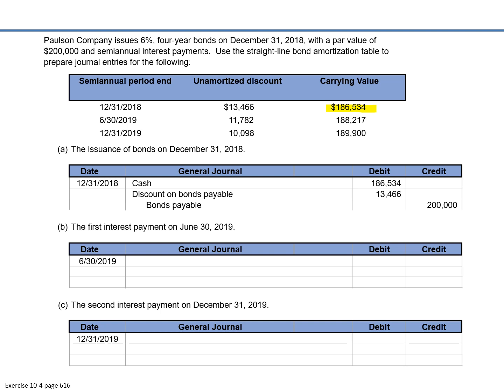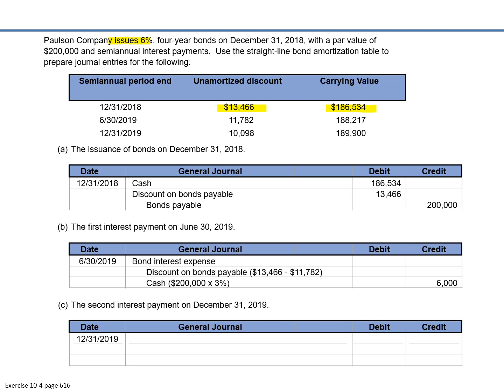The first interest payment on June 30th of 19, well, the cash that's going to go out the door is going to be equal to our 200,000 par value times 3%, which is half of our annual contract rate, right? But we have some amortization that's happening, right? So when we amortize our discount on bonds, we have a total discount of 13,466, and that has to amortize over 4 years, so over 8 payments.